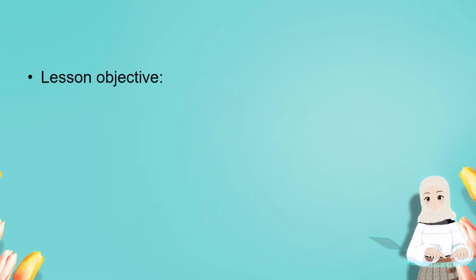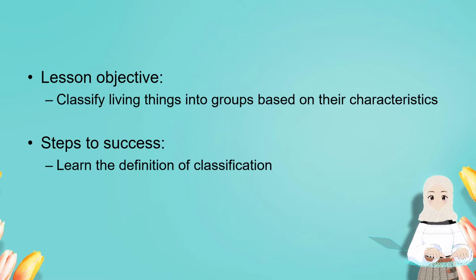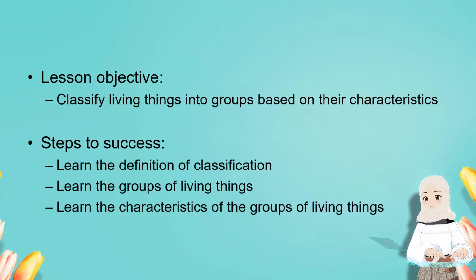So let's start with our lesson objective. Your lesson objective today is to classify living things into groups based on their characteristics. Now let's go to the steps to success. Steps to success is to first learn the definition of classification. Then we learn what the groups of living things are. And then we learn the characteristics of the groups of living things.